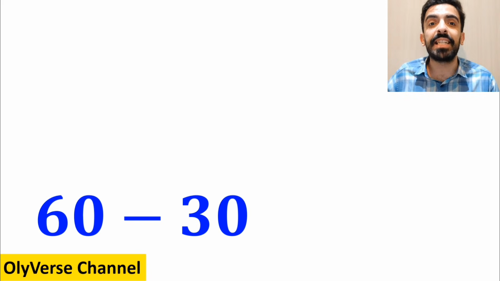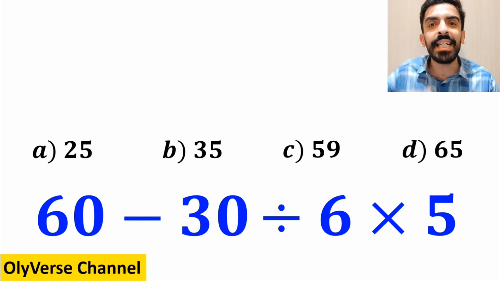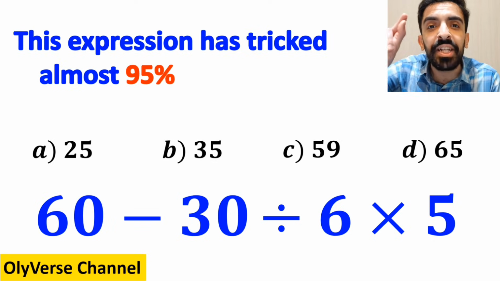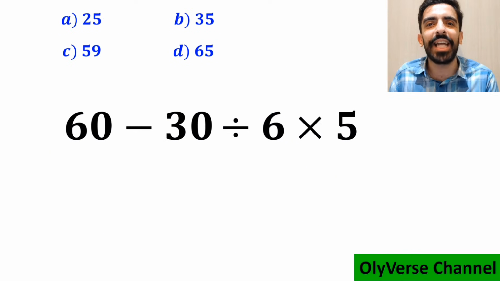What is the value of the expression 60 minus 30 divided by 6 then times 5? Which option do you think is the correct answer to this question? This expression has tricked almost 95% of people. Let's dive in and break it down step by step together.